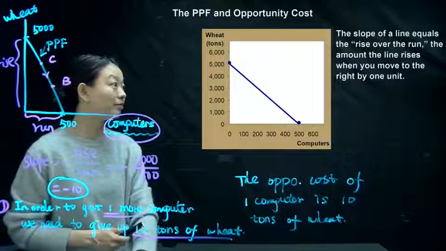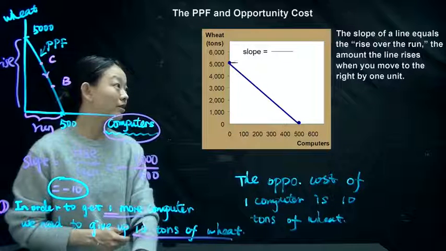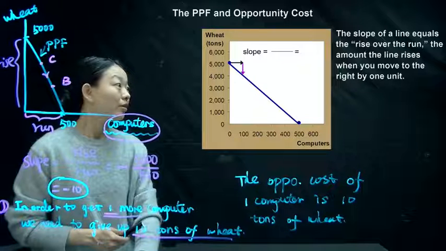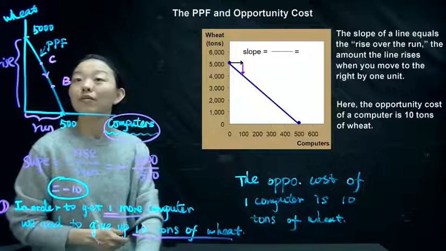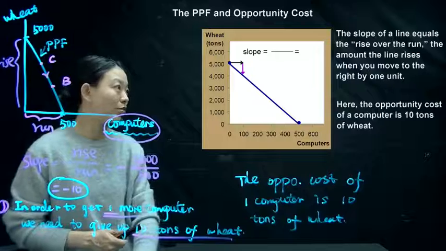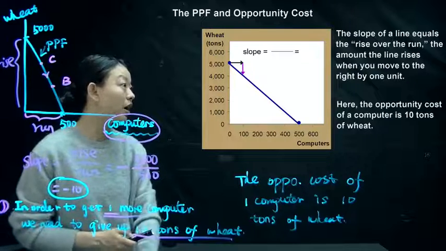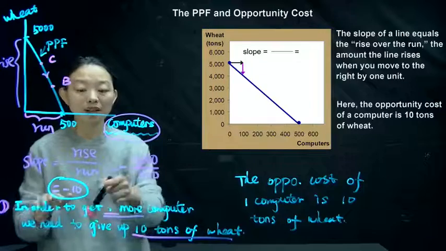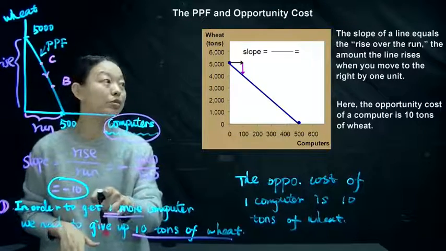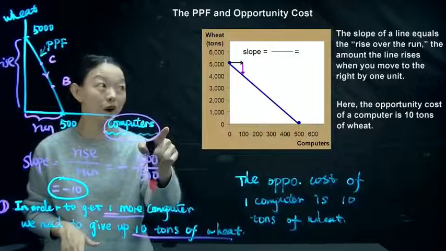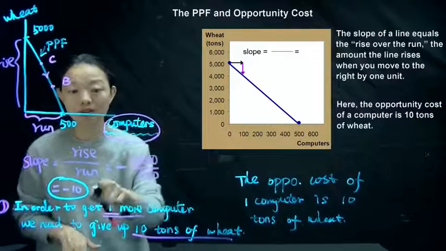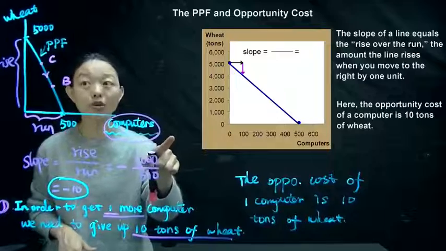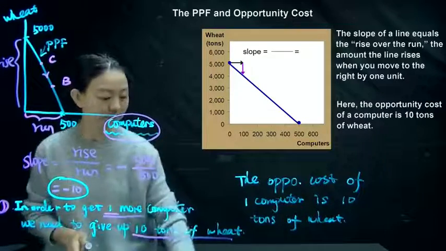So the slope, as we just computed, 5,000 divided by 500, equals negative 10. So we say the opportunity cost of one computer is 10 tons of wheat. The slope shows the opportunity cost of the good that we put on the horizontal axis. Let me emphasize that again.